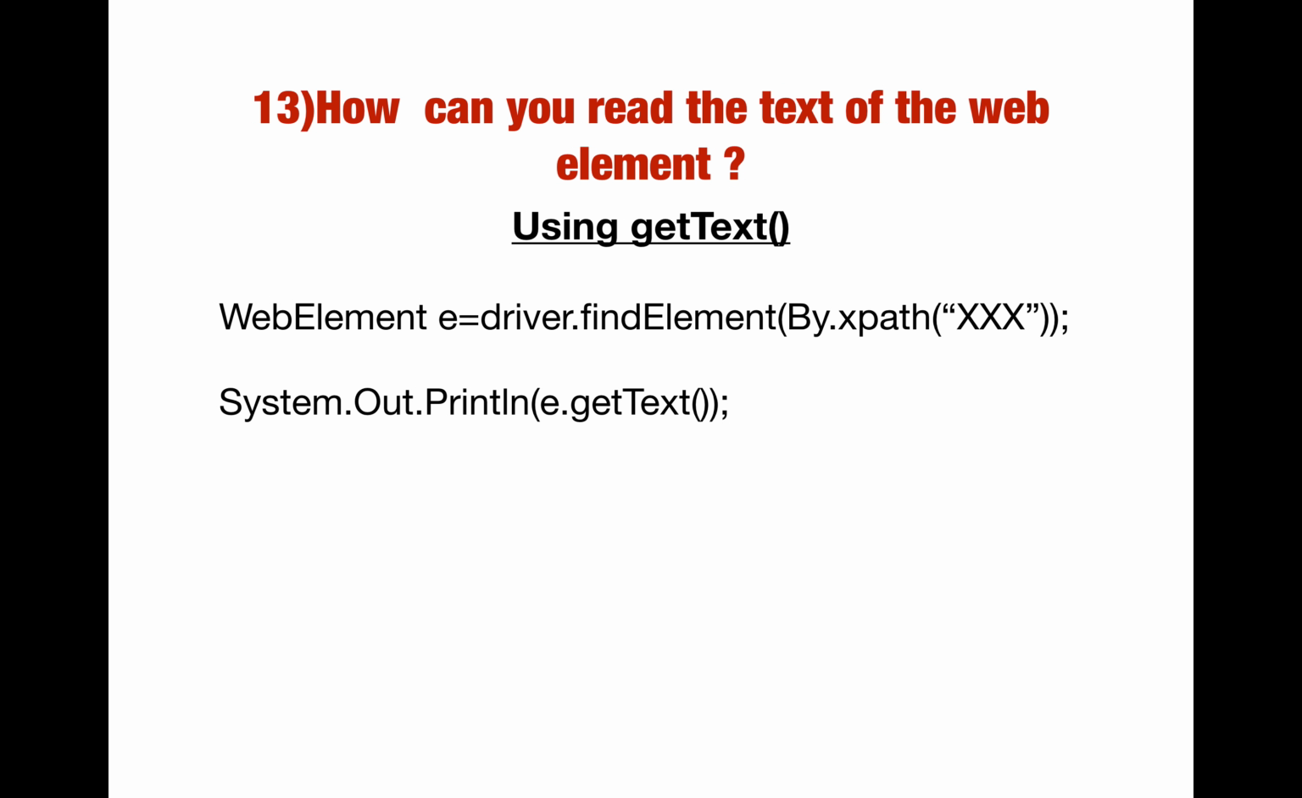How can you read the text of the web element? Sometimes dynamically you don't know what the text is, so you want to get it from the web page itself. For that we have an excellent method again called getText. So what you have to do is identify the web element first, and again driver object dot findElement by XPath. Once you find that element, then use this method called getText to get what exactly the text of that particular element is during the runtime.